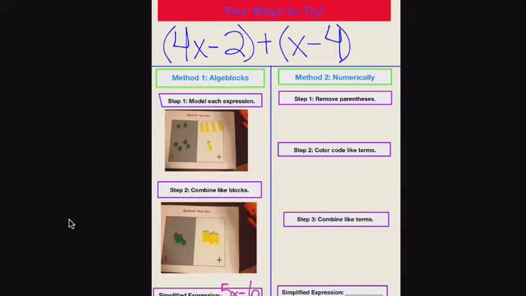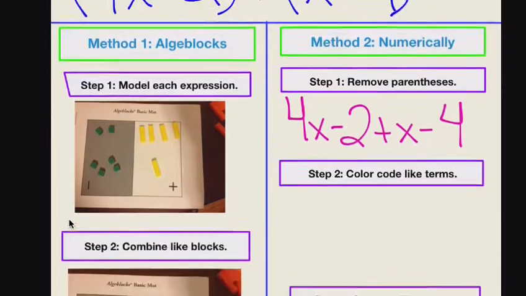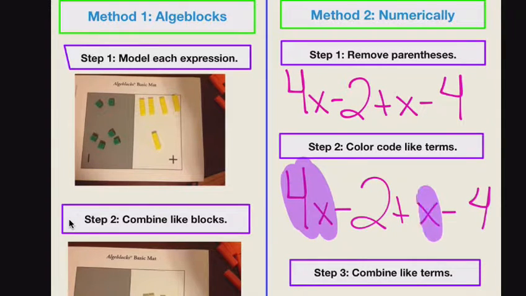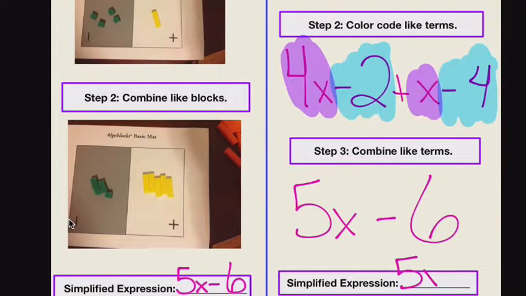Okay, let's go ahead and try that numerically. So again, write your expression by removing your parentheses. 4x minus 2 plus x minus 4. Next step is to color code your like terms. So I'm going to color code 4x and x, and minus 2 and minus 4. Okay, combine your like terms. 4x plus x is 5x, minus 2 minus 4 is minus 6. So I can say our simplified expression is 5x minus 6. And again, you can see we got the same answer using both methods.